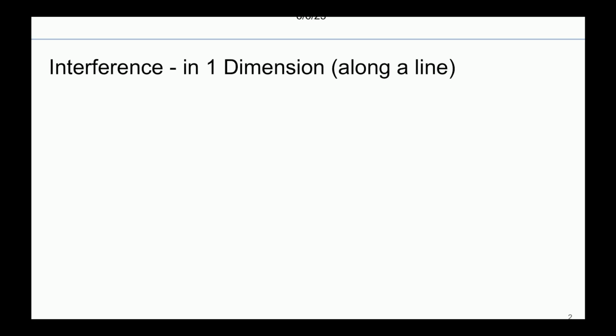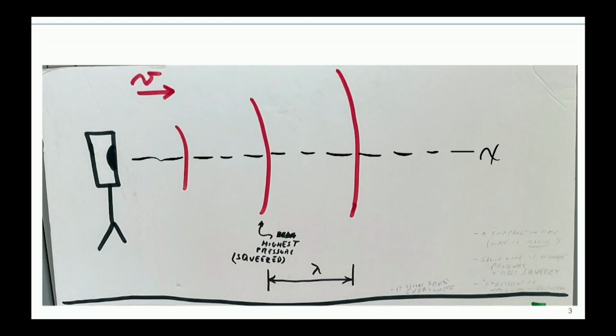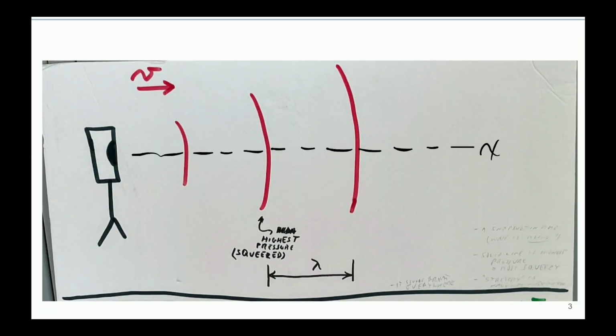I want you to consider interference in one dimension. Let's say along a line. Maybe I have a speaker set up and it's sending a wave out to the right along the x-axis. Sure, it spreads out vertically too, but I'm just going to look at the x-axis and think about that longitudinal wave traveling to the right.